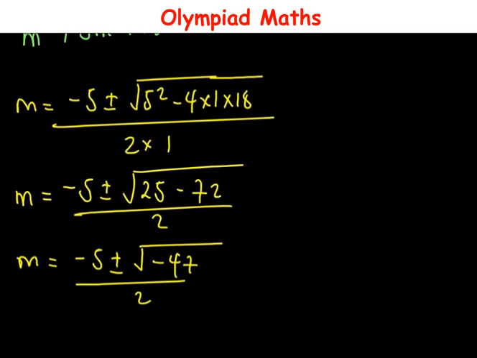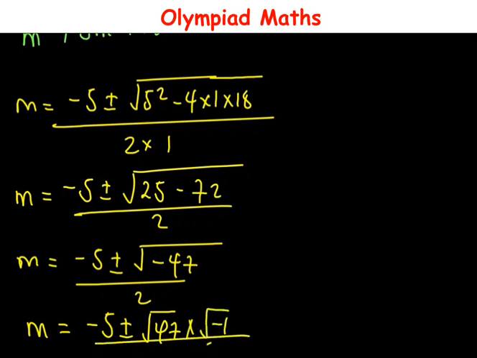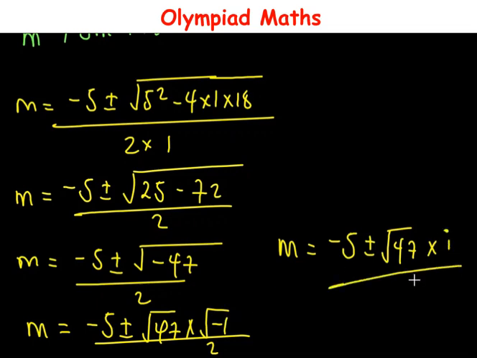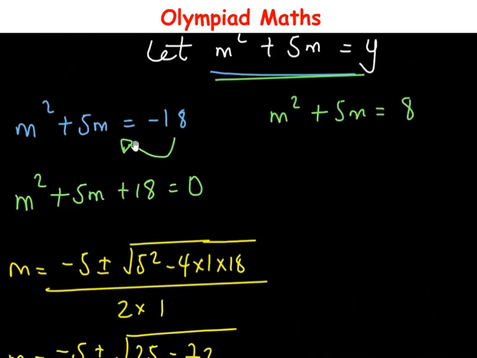So from here, the solution for m is equal to minus 5 plus or minus, we can express root minus 47 as root 47 times root minus 1, all over 2. So m is equal to minus 5 plus or minus root 47 times root minus 1 is i, then all over 2. With this, we have gotten the solution for m, okay, for the first equation, this equation right here.